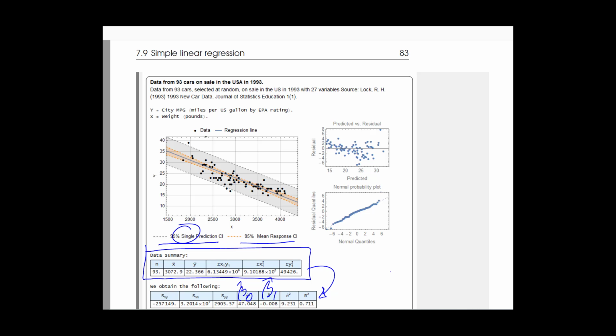Typically, the slope, we see a very negative slope, right? And we need to see if it makes sense. Probably does, right? So the heavier the car, the less efficient it is. So the less mileage you get. So beta 1 being negative makes sense, right? And then what you want to do is calculate the t statistic for the beta 1.